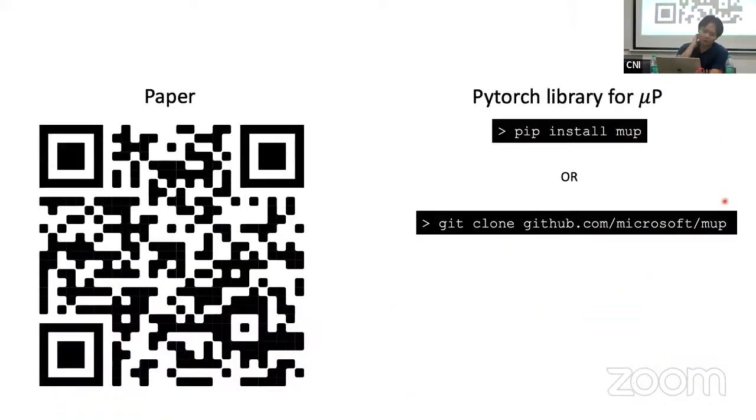Okay, so I'll end here. This is the paper that I talked about today. And again, you can already use muP. If you install muP, you use PyTorch, you can look at the source code by going to github.com/microsoft/mup. All right, thanks, guys.